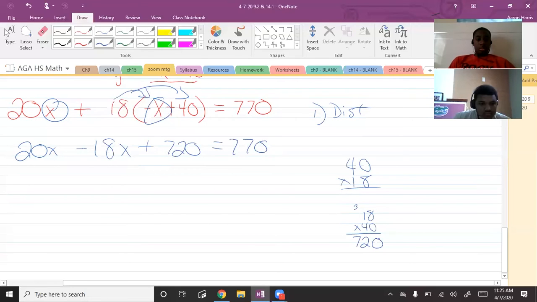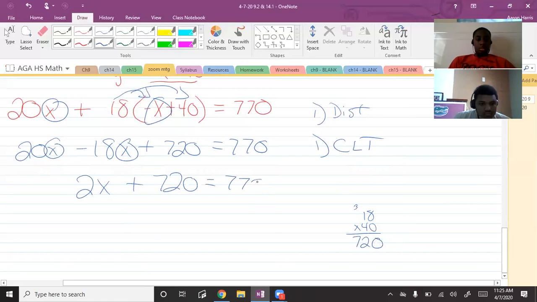All right, so now, let me get this out the way real quick. Now, are we on the second step? No. Why? Because you still need to do what? Combine like terms. Good job, way to catch it. So there's the x. We want to combine like terms. 20x minus 18x is really what? 2x plus 720 is equal to 770.